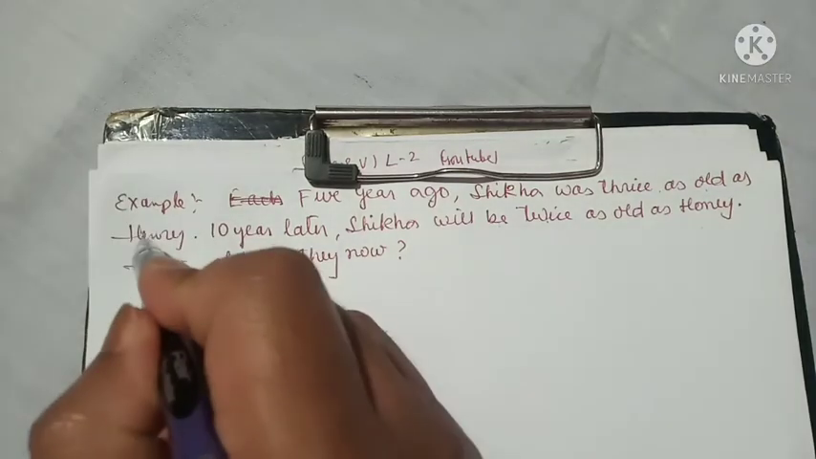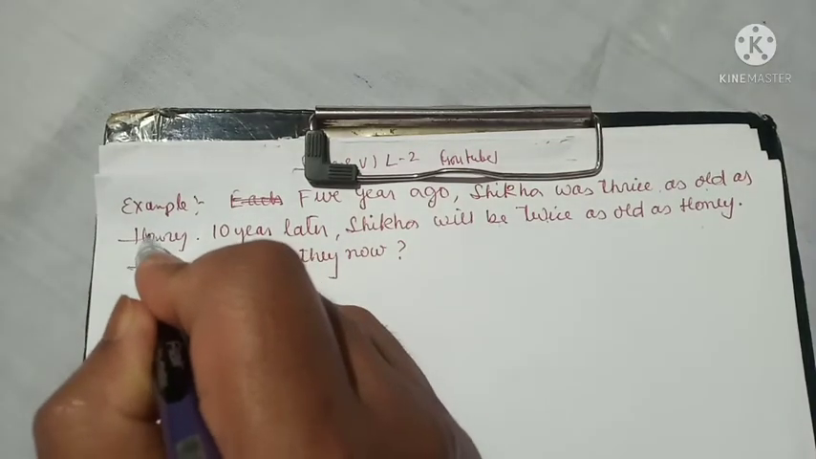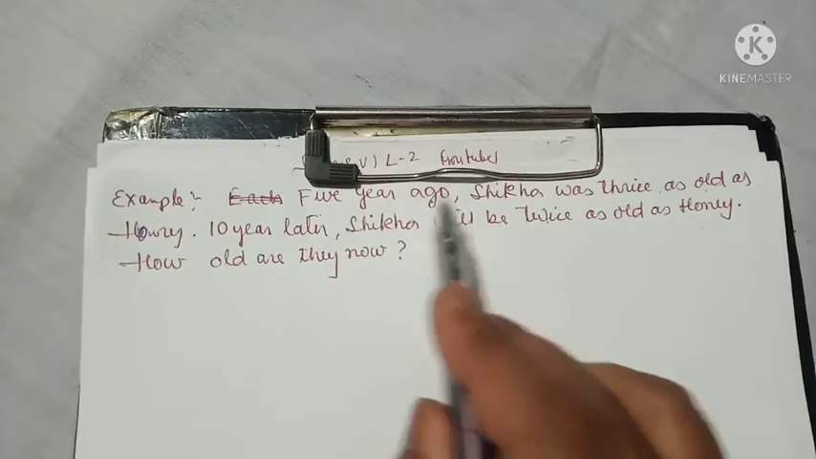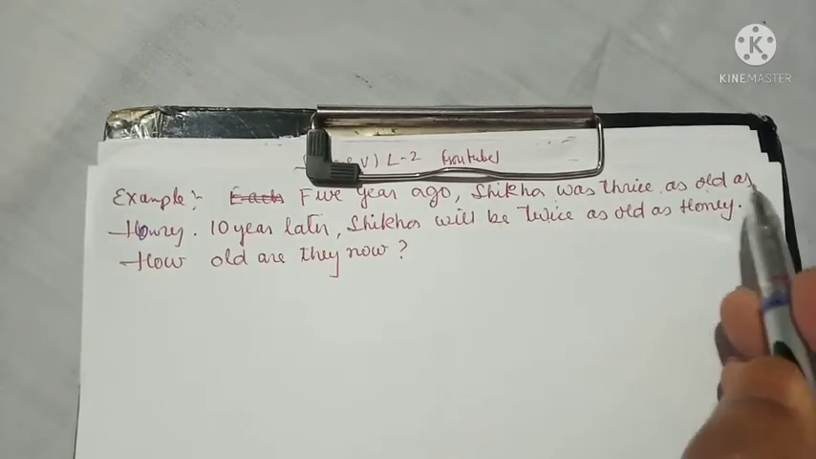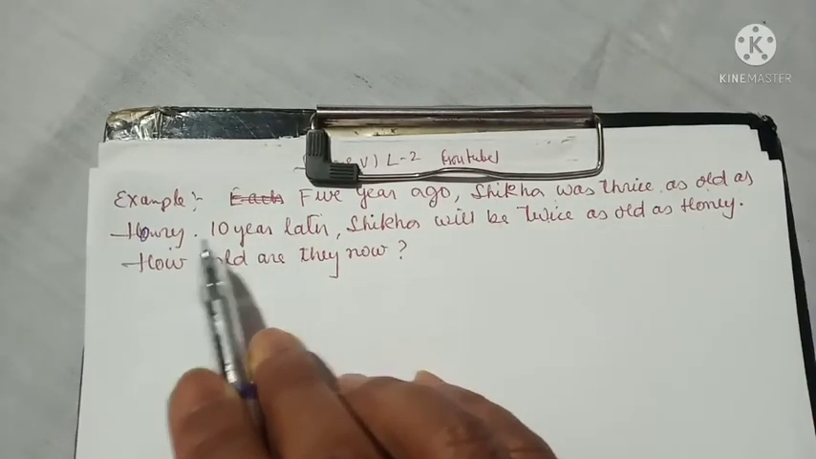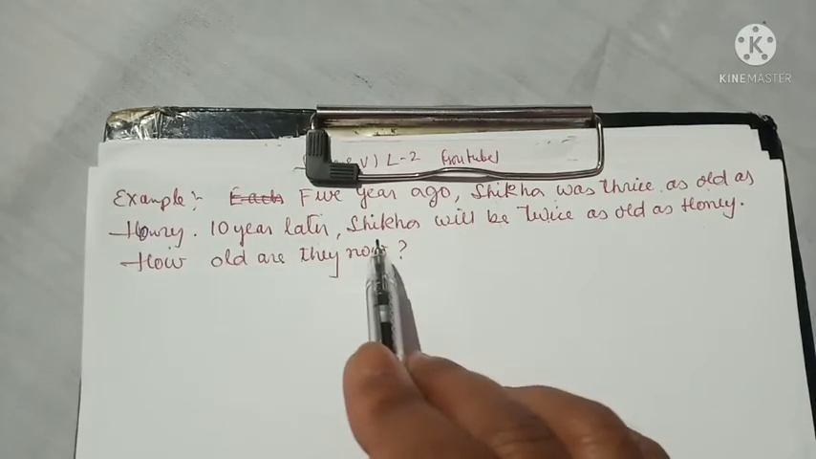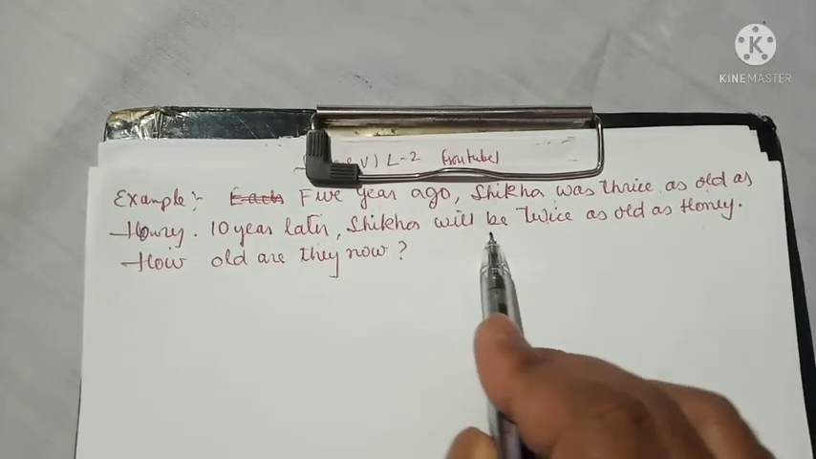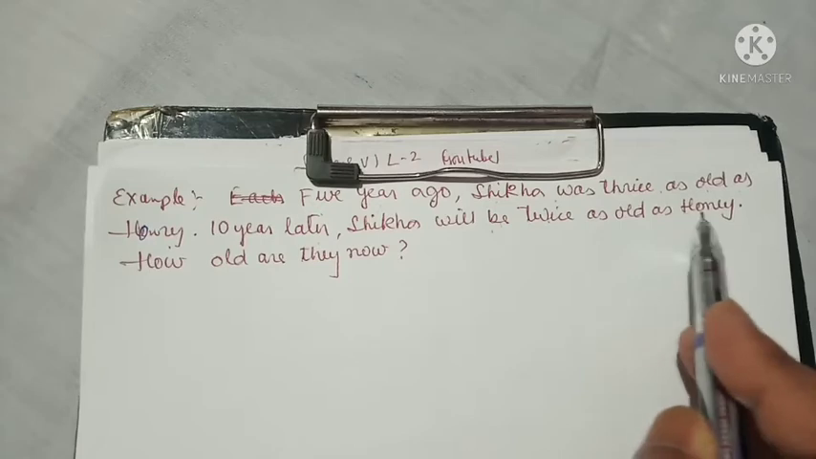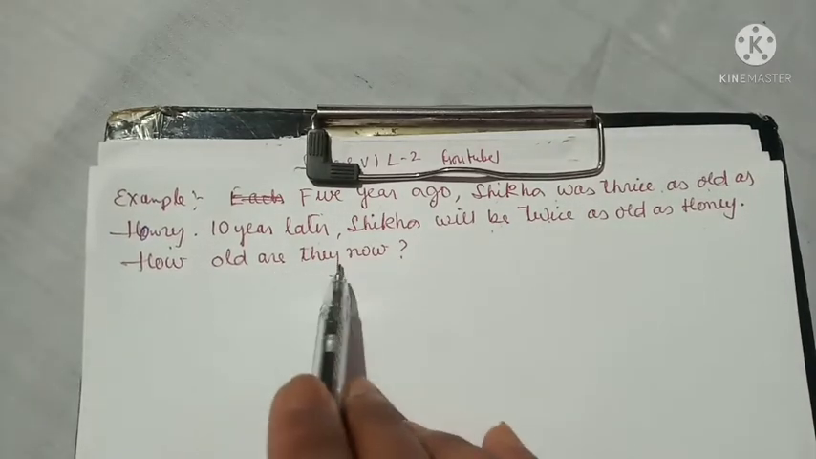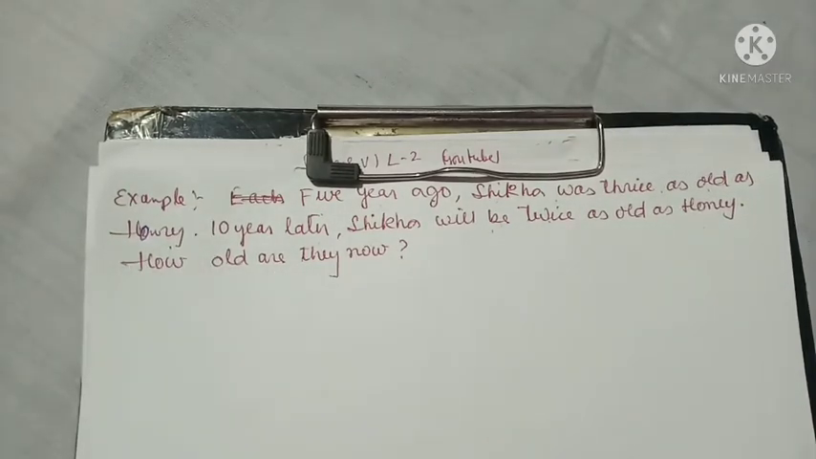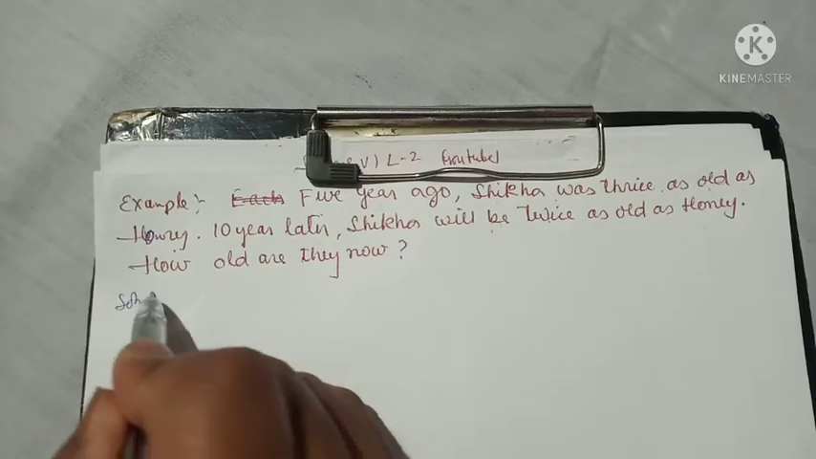This will not be Henry, this will be Honey. Five years ago, Sikha was thrice as old as Honey. After 10 years again, Sikha will be twice as old as Honey. How old are they now? Let's find out according to this question. Okay, let's set up the equation.